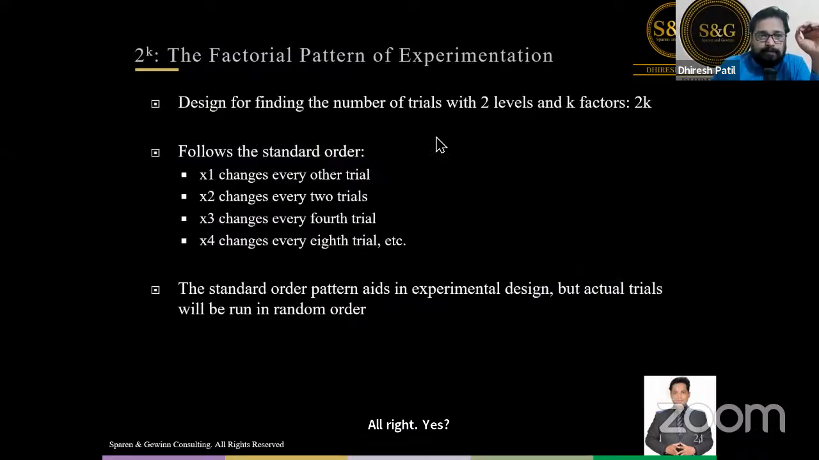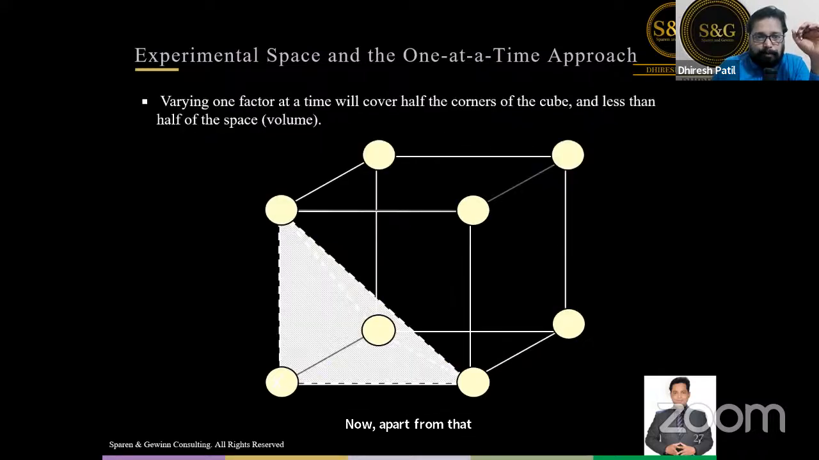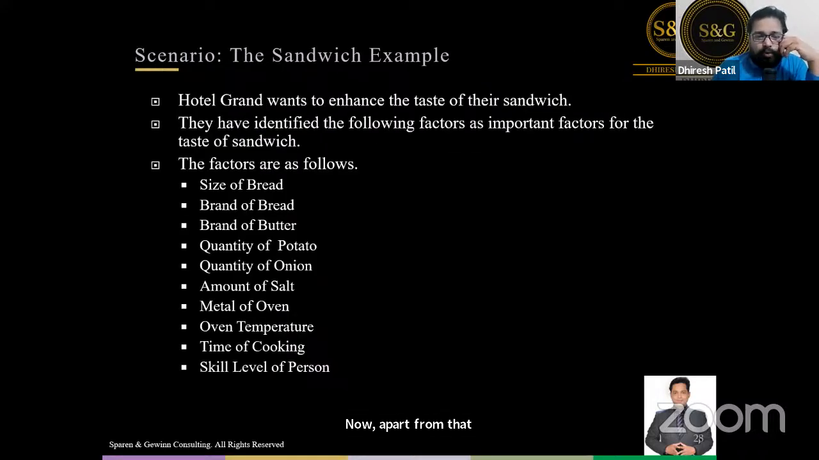Now, apart from that, there are a couple of things which I would like to mention. Okay. Now, let's do one thing. We will create this full factorial design on Minitab. All right, before that, let's try to understand this example. Then we will come to how to create that full factorial design, and after that, we will see how to analyze it. Okay. Now, let's understand the scenario. There is a hotel. The name is Grand Hotel, and they are famous for their sandwiches.